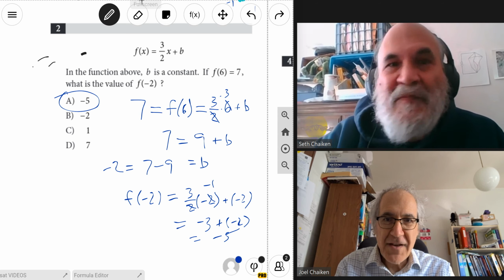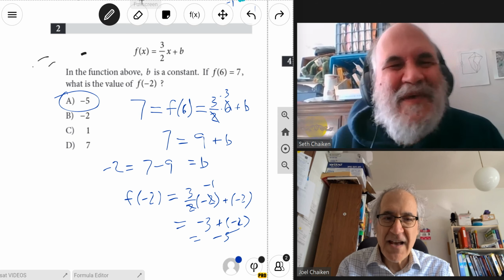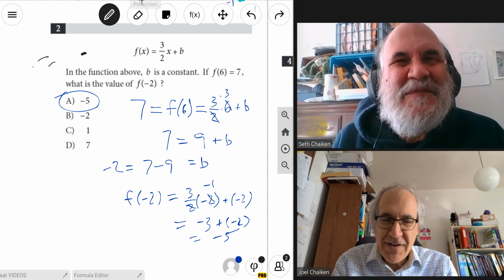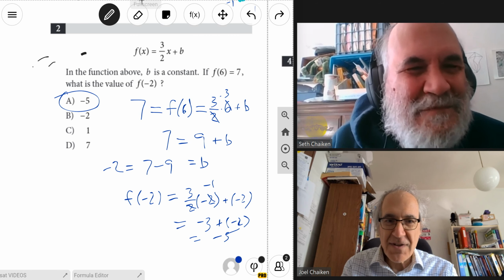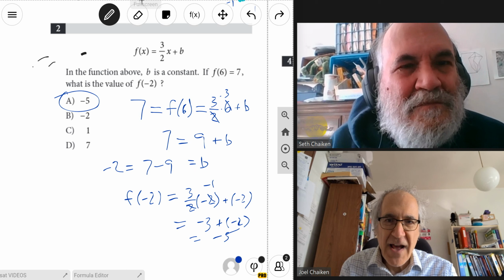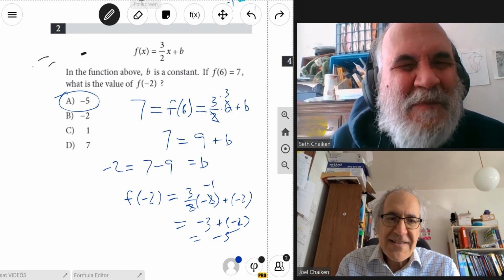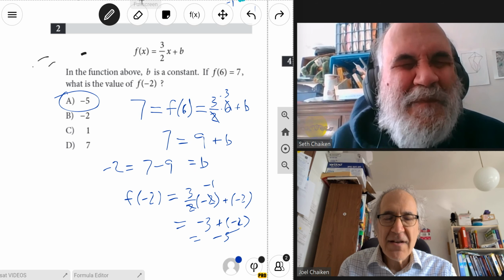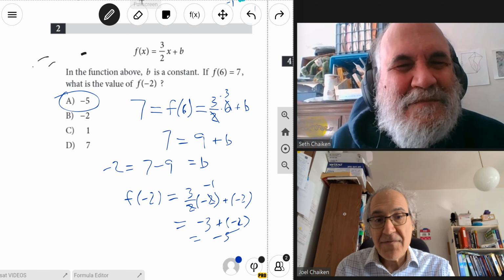I don't think there's much else to be said. I was thinking if there's any really brilliant, unbelievable way to do this. It doesn't seem like it is, and if it is, it's not worth your time trying to figure it out. You could just do it exactly the way Seth said. You solve for b, and then you use b to get f of negative 2.